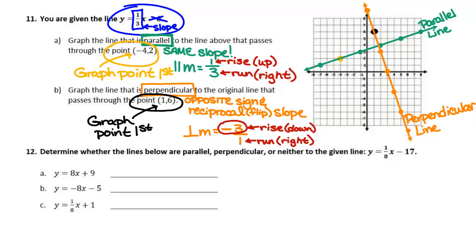So remember, that given line, that is not what I'm asking you to graph. The only part of the given line you need is the slope. You can cross everything else about it out.